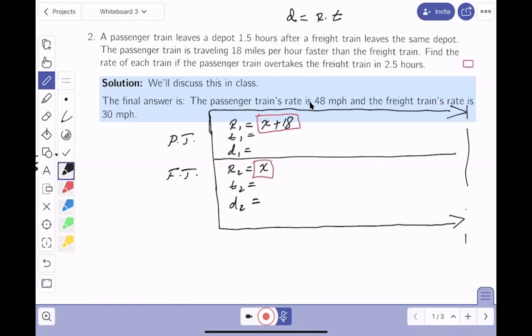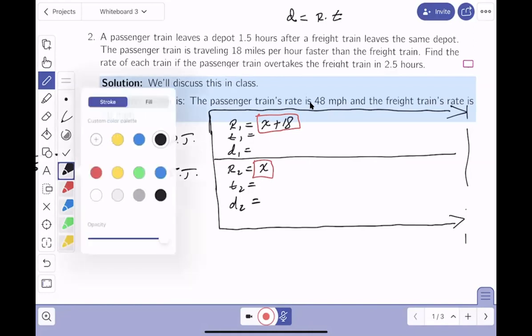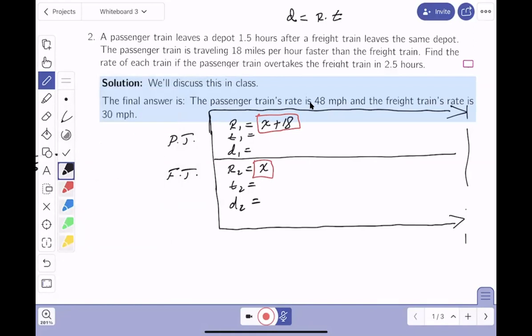I don't know it. Find the rate of each train if the passenger train overtakes the freight train in 2.5 hours. So what does that mean? The time is 2.5. All right. There comes a problem with students that they don't remember the beginning of the story. The passenger train waited around for 1.5 hours. What does that mean? The other guy has been on the track now for 2.5 plus 1.5. Let me write that down for you. 2.5 plus the head start he was given, 1.5. And what would that give me?